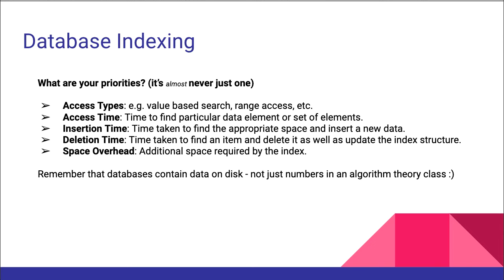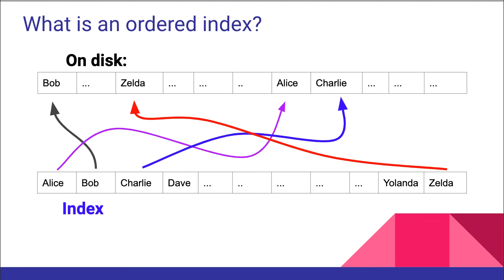Remember, as it says, that databases contain data on a disk, right? Real life data that you're trying to use. It's not just algorithm numbers. So just because an algorithm says, oh, this one is linear and this one is logarithmic for this particular use case, doesn't mean it's always going to be the best thing for you in every use case. So you always want to remember it depends.